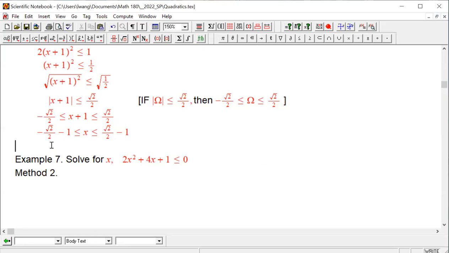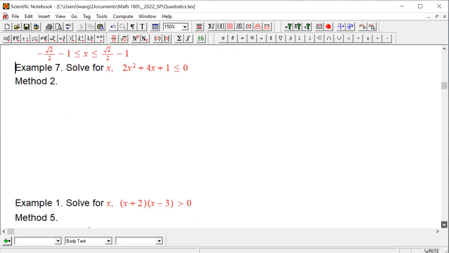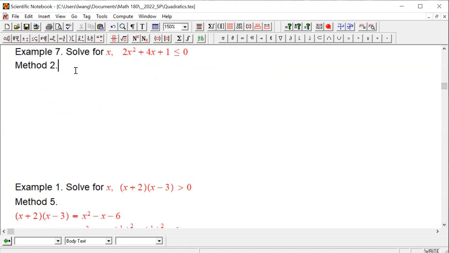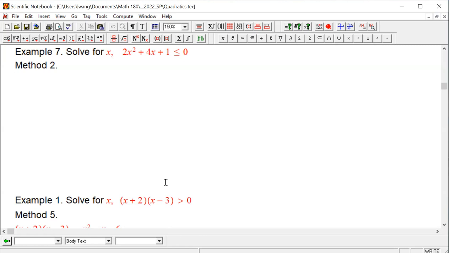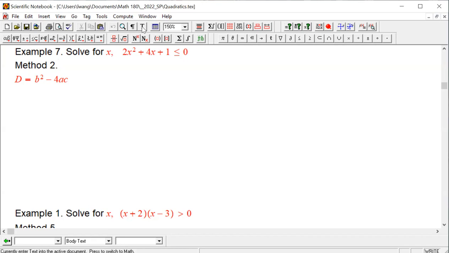It's difficult to factor, and we don't know where it changes sign, right? So what do we do? We may be thinking, when does it cross the x-axis? So we're going to just work out the b squared minus 4ac. And what are our a, b, c? A is 2, B is 4, C is 1.